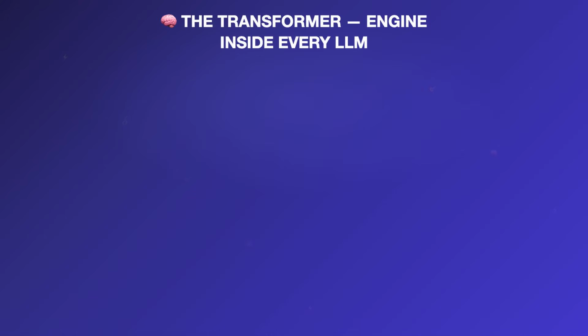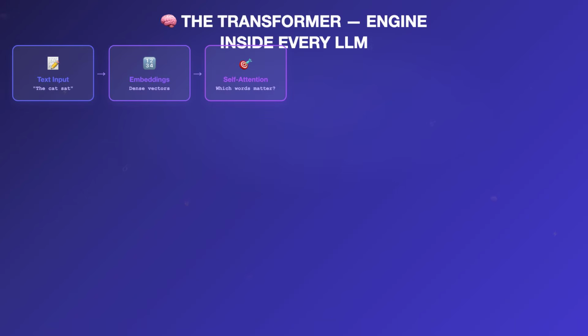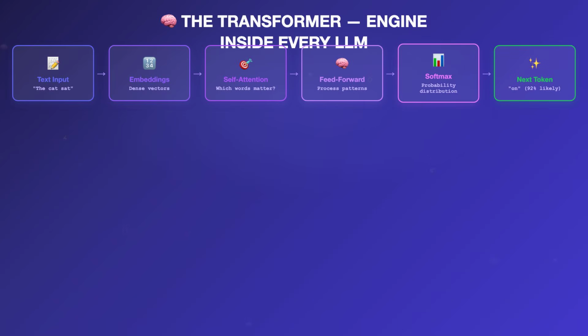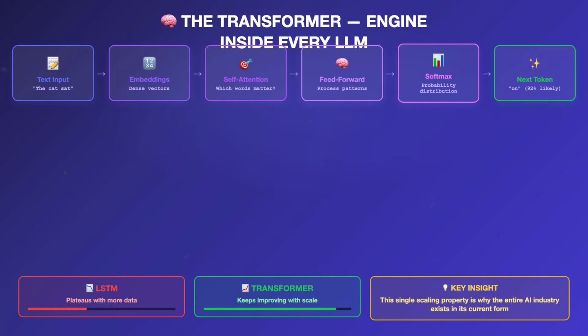The engine inside every modern LLM is the transformer. Text goes in as embeddings, dense vectors that capture the meaning of each token. These pass through layers of self attention, where the model decides which words matter most for predicting the next one. Then, through feed forward networks, the output is a probability distribution over every possible next token.